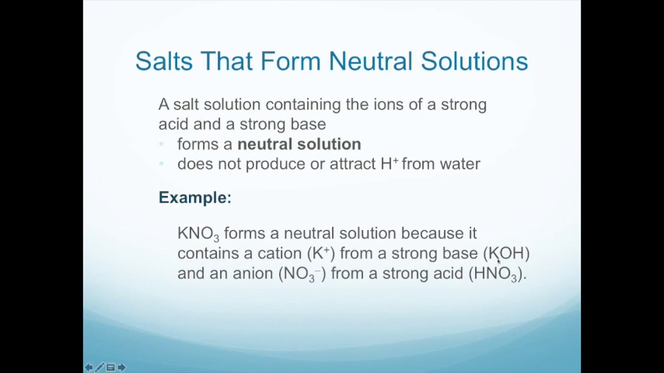An example of this is KNO3, potassium nitrate, which forms a neutral solution because it contains a cation from a strong base, KOH, and an anion, NO3-, from a strong acid, which is HNO3.